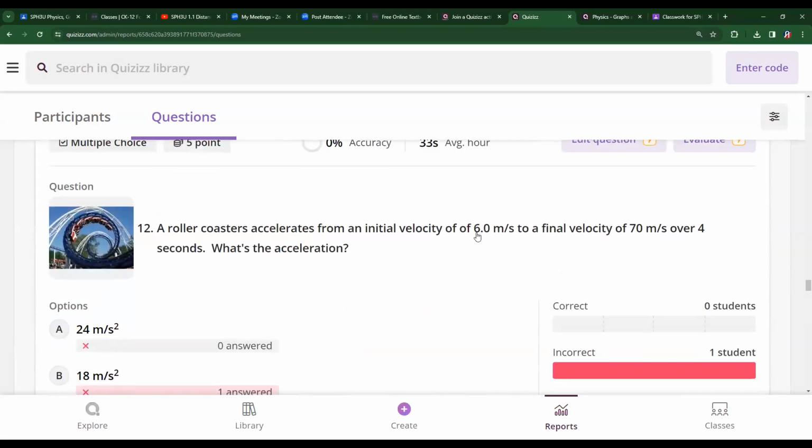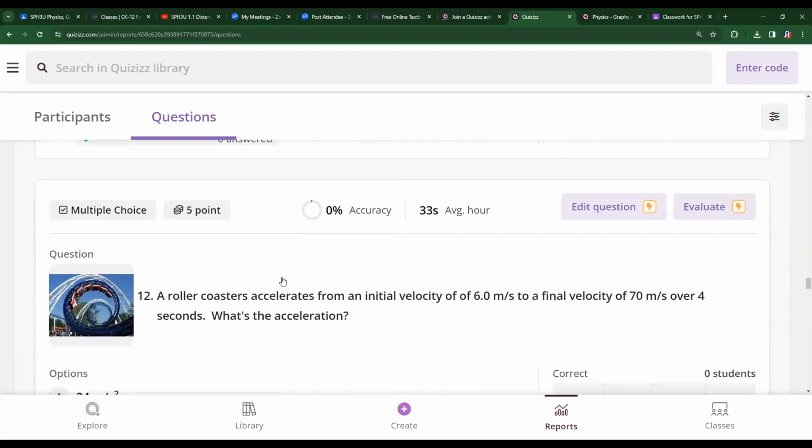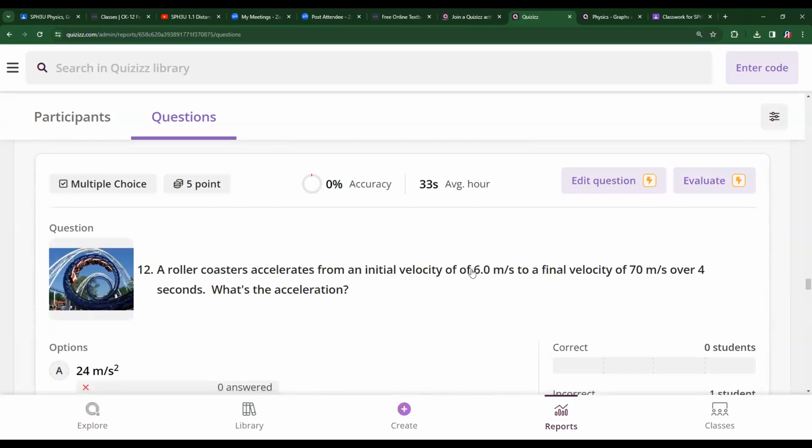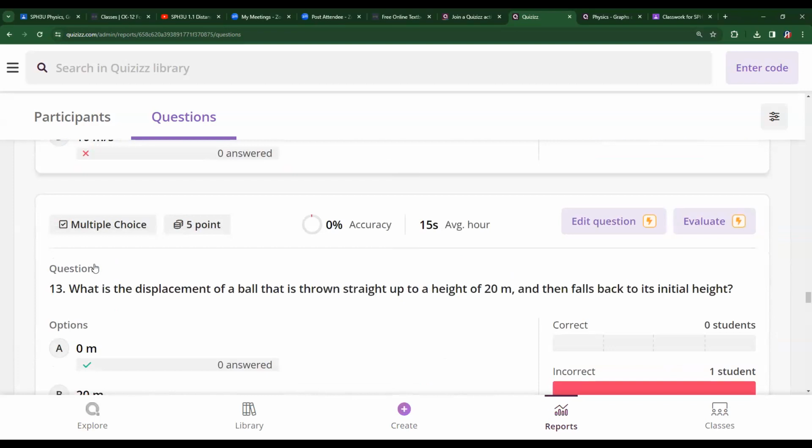Roller coaster has initial velocity, final velocity, and 4 seconds. What is acceleration? So change of velocity over time. So final minus initial. Did you get it? Okay. So final 70 minus 6. So 64 divided by 4, 16 meters per second squared. Okay, so change of velocity over time.